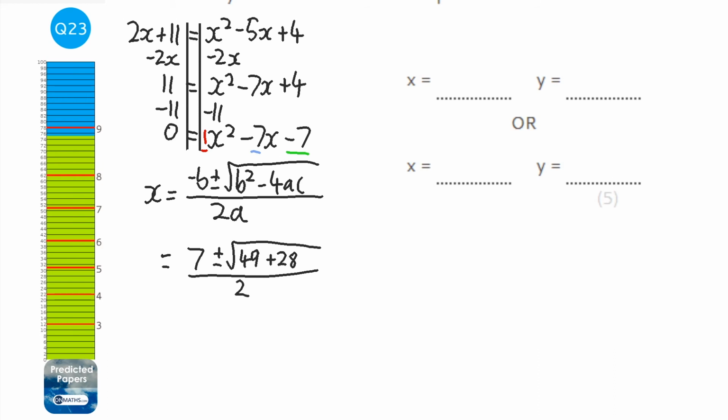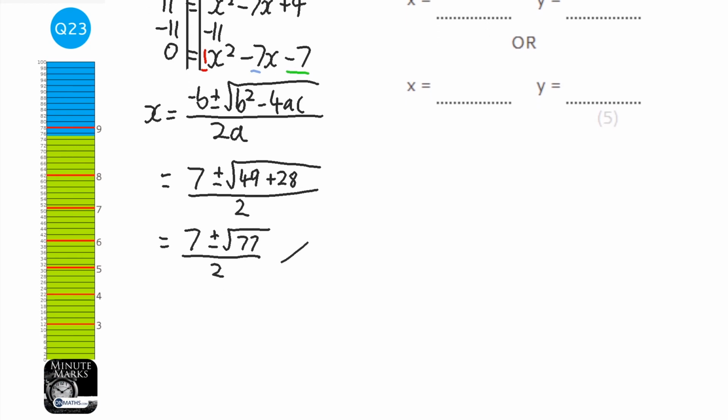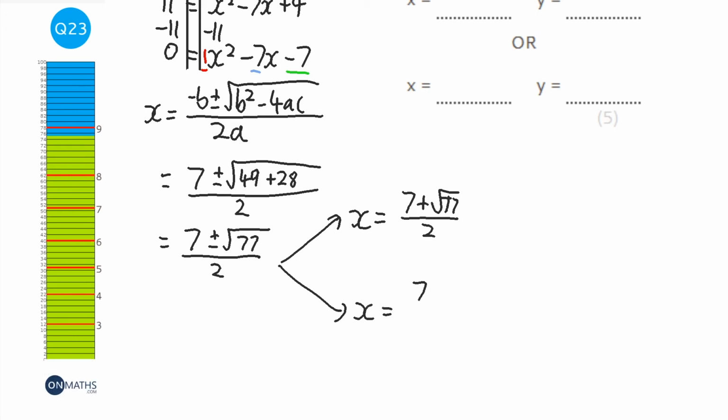And so 49 plus 28 is going to be 77. So we can rewrite it like this. Okay, this is where we split the two apart. We have the positive version, so 7 plus root 77 over 2, and we have the negative part, 7 minus root 77 over 2. So the positive part, 7 plus root 77 over 2, is going to give us the answer 7.89 to 2 decimal places.